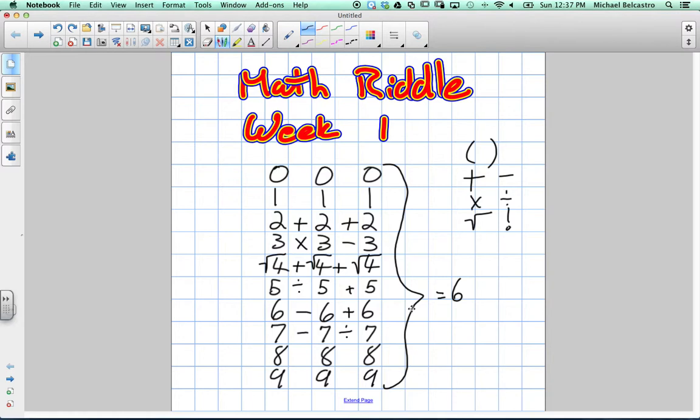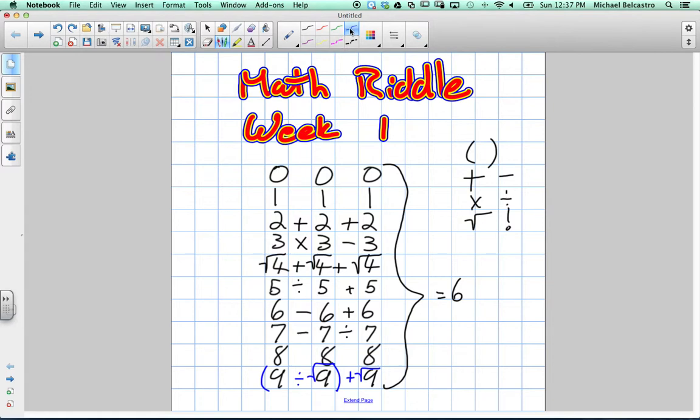9 might be one of our next easiest ones, and there's a couple of ways we can do 9. I'll do one in blue, where we do 9 divided by root 9. So that's 9 divided by 3. Okay, and then 3 plus root 9, and that'll give us a value of 6. And that's without a factorial.